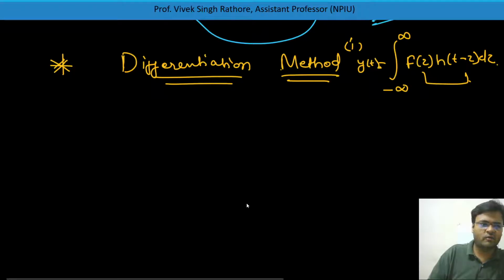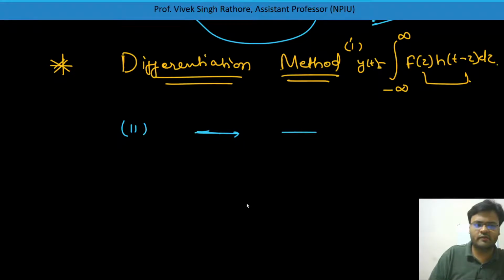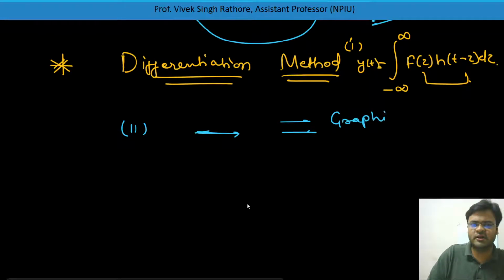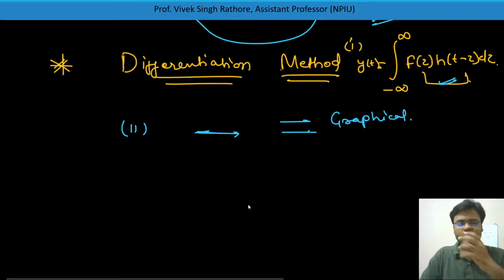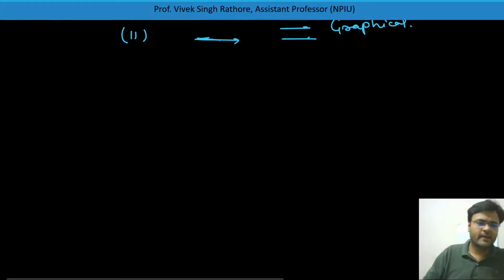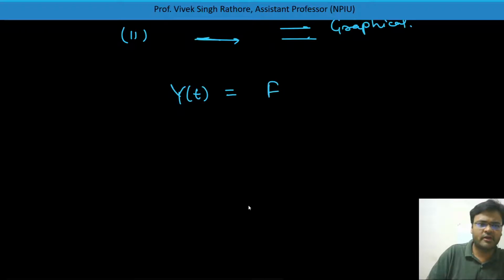Second method I told you is that if you are not comfortable with this, you can do the graphical method. So you'll change the domain, reverse it, and then shift it. So the second method is the graphical method, which we have seen earlier also. In that only I told you that if your u(t) is there, then you can integrate it. Third method, the differentiation method. The output you are getting, y(t), is nothing but your input convolved with your impulse response.